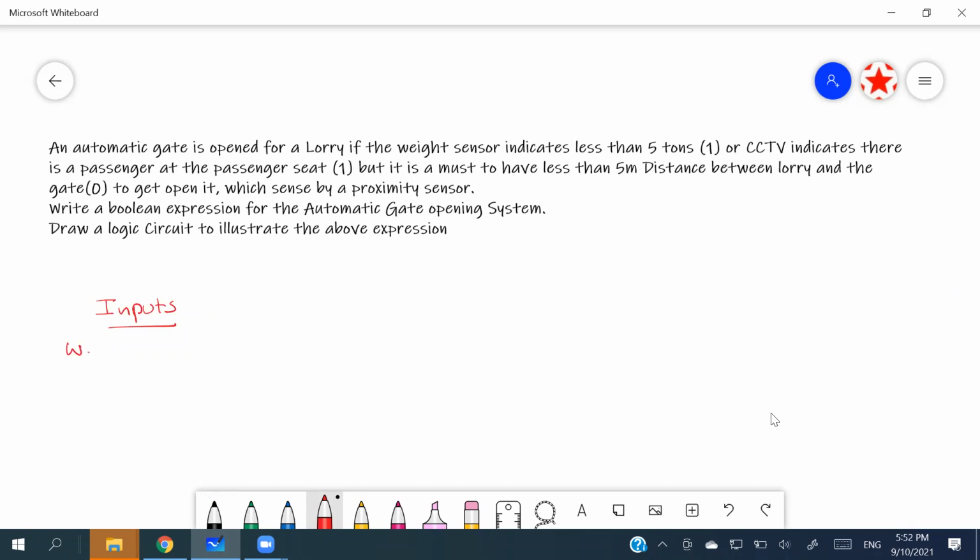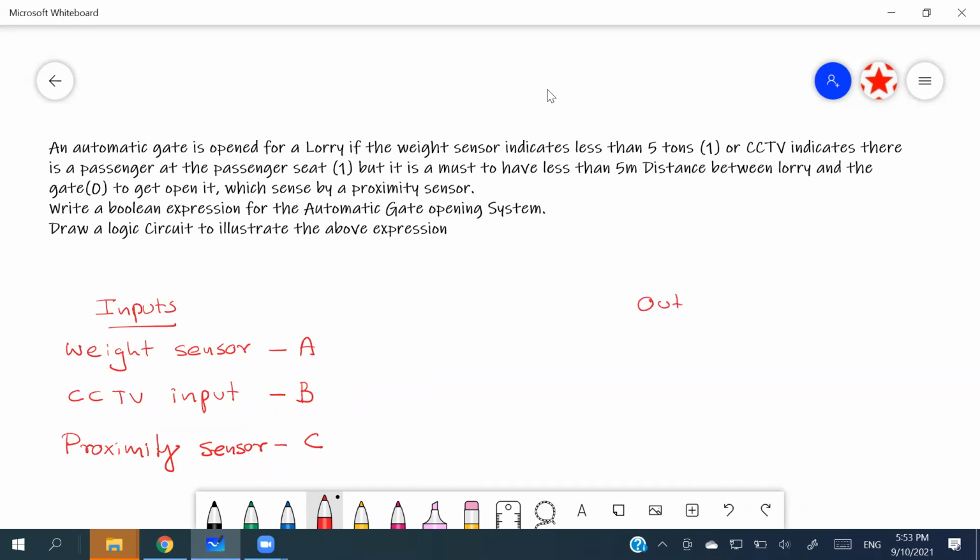The first input is going to be the weight sensor. Let me indicate it by W, right? And the second input is the CCTV feedback or the CCTV input. For your convenience, I'll make this A and I'll make this B, right? Then as the third input, some of you who sent me the answers have missed the proximity sensor, right? So the proximity sensor is also a sensor which controls the output. So the output is going to be the gate, which I'm going to indicate by G.